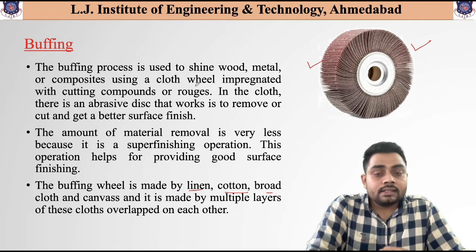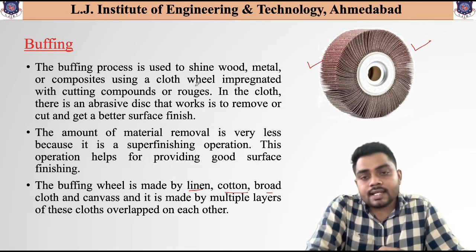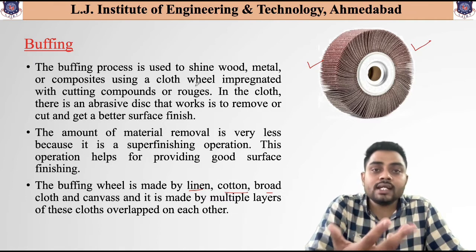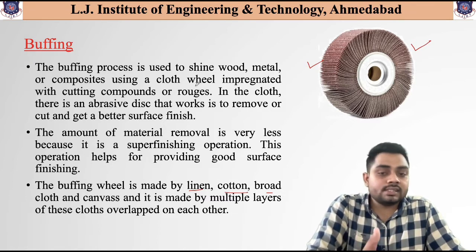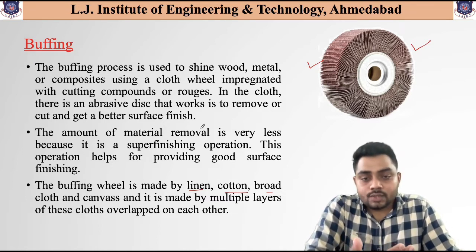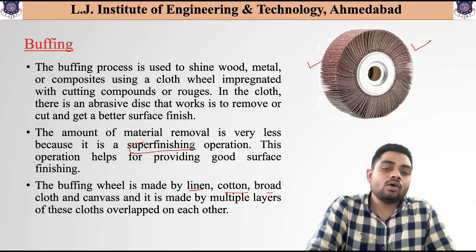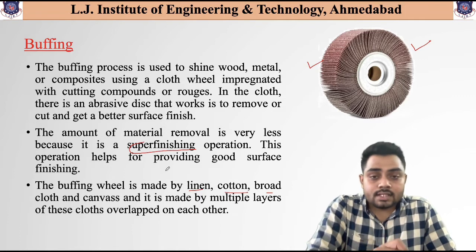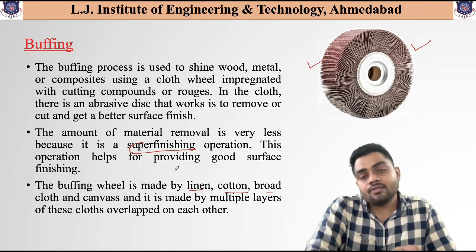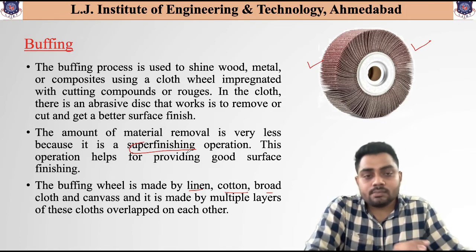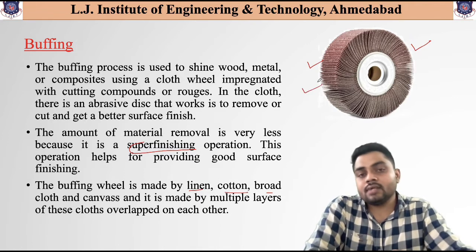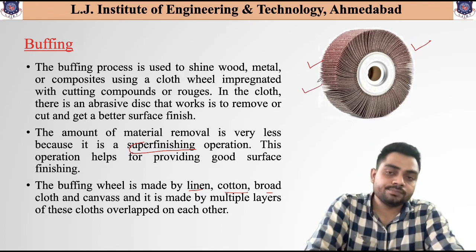And here the material removal is very less, and we are getting the surface finish just by providing the rubbing action or the friction action. Here, as you can see, this one we can consider as the super finishing operation, and this helps us for providing the good surface finishing. So this is the buffing tool, and these are the major advantages of the buffing process.